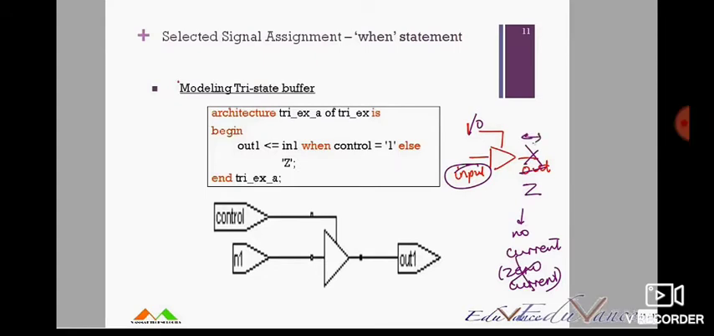So if I want to model a tri-state buffer using a when-else statement, I would say my out1 is equal to in1 when control is equal to 1, else, if this is not true, so for example if control is 0, then my out1 would be high impedance, that is Z. Just a quick trivia or a question: what would be the data type of out1? What would be the data type?